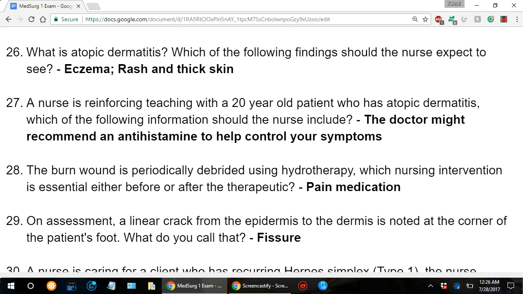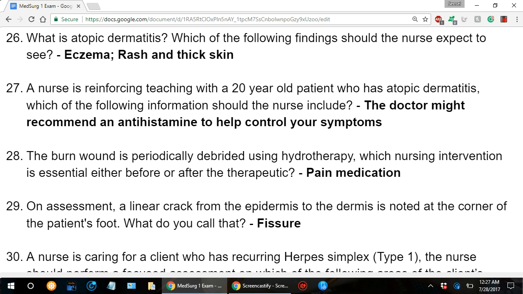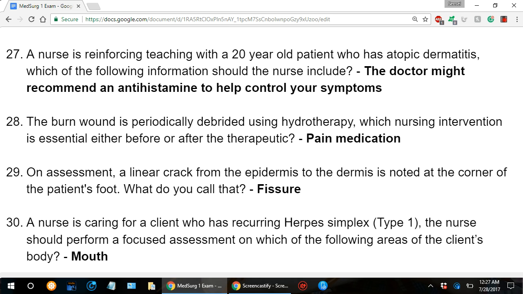A nurse is reinforcing teaching with a 20-year-old patient who has atopic dermatitis. Which of the following information should the nurse include? The doctor might recommend an antihistamine to help control your symptoms.